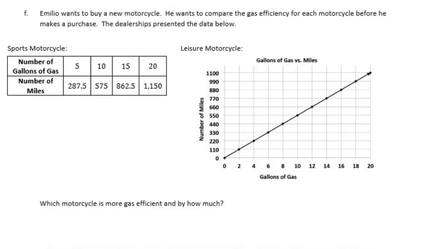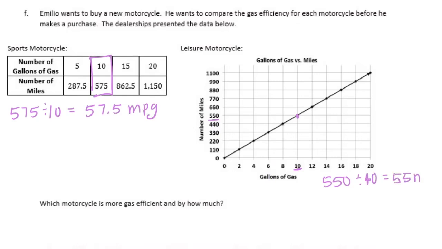I'm going to start by figuring out how many miles per gallon you get for a sports motorcycle, and I'm going to divide by 10 because I know how to easily divide by 10. So I'll get 57 and 5/10 miles per gallon with the sports motorcycle. And then if I go over here, I again want to divide by 10. So 10 gallons of gas is 550 miles. So if I do 550 divided by 10, I'll get 55 miles per gallon for the leisure motorcycle.